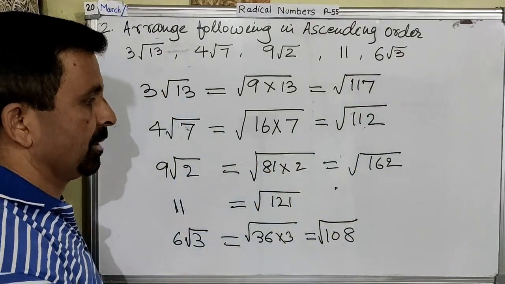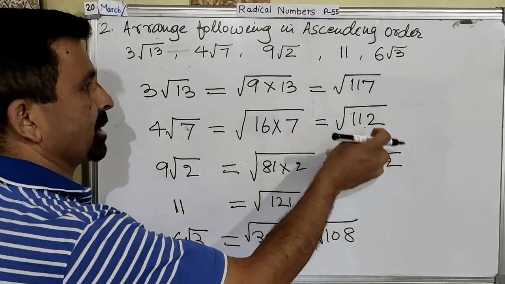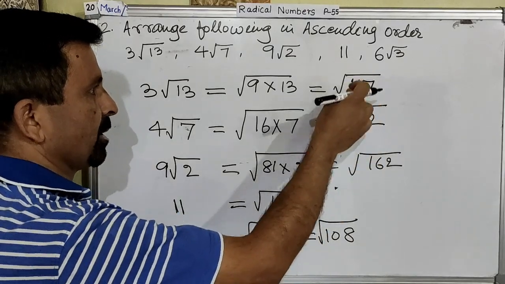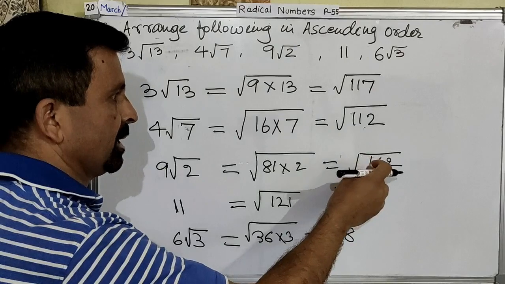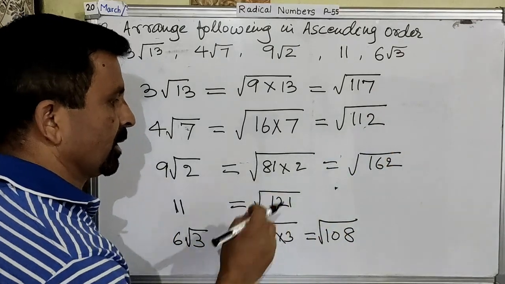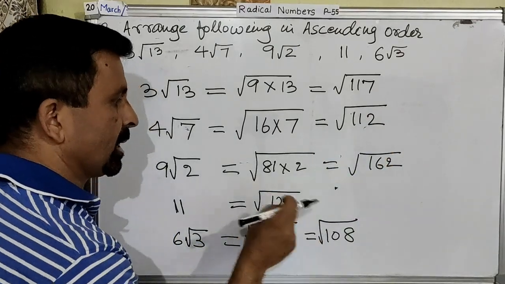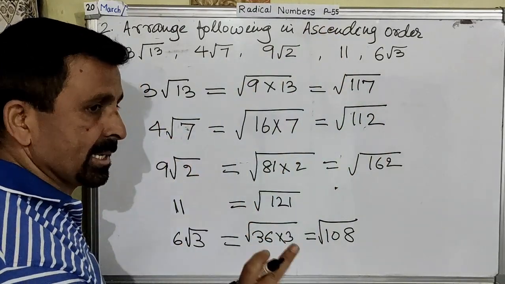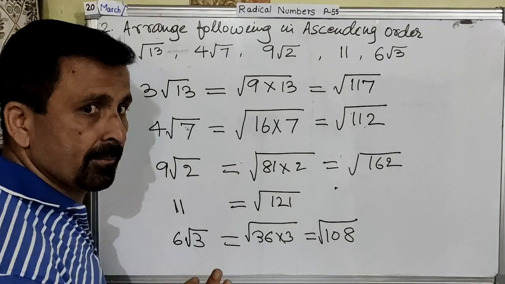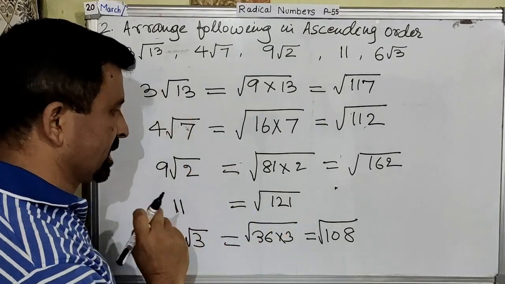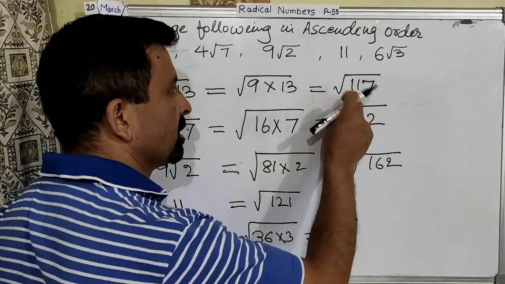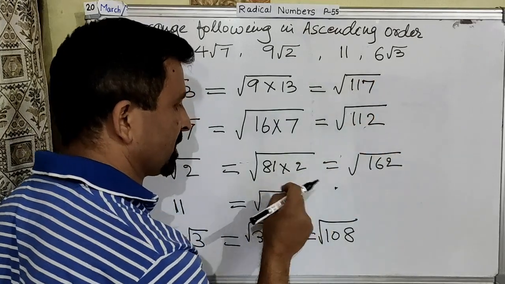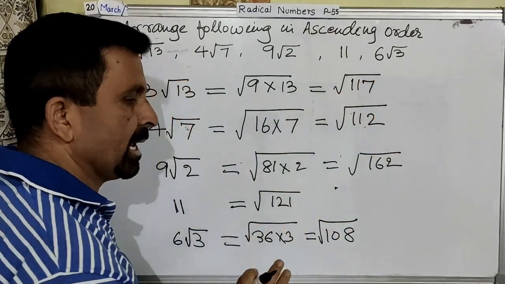And because all these numbers are of the same type, square root of 117, square root of 112, square root of 162, square root of 121, square root of 108, all the root signs are the same. The advantage is all the root signs are same. If the root signs are different, then we can't do that. So when the root signs are the same, we are able to look at the radicand and check which one is greater and which one is smaller.